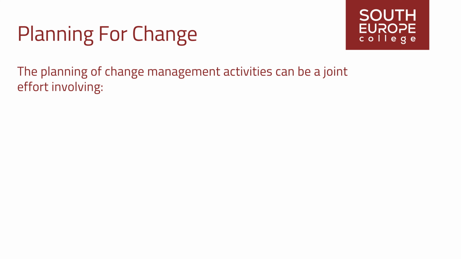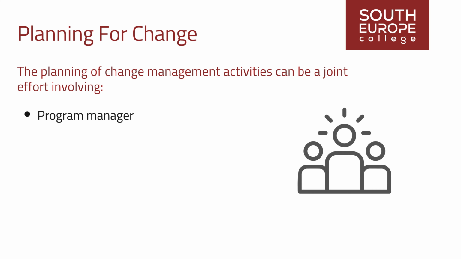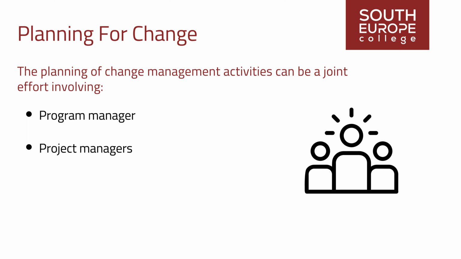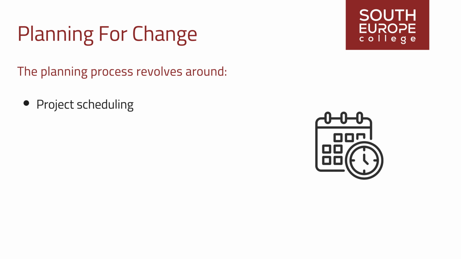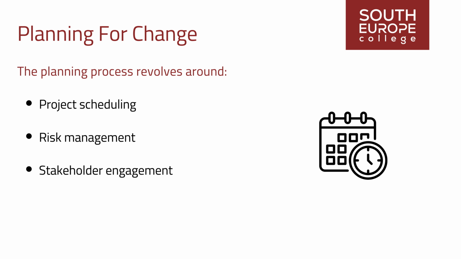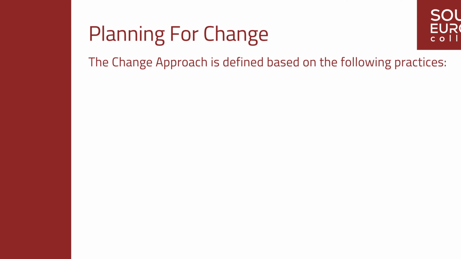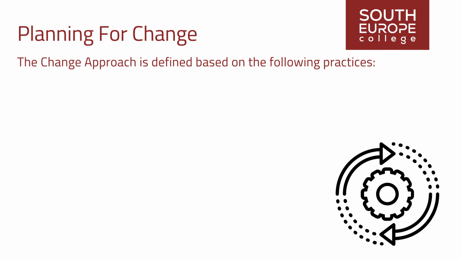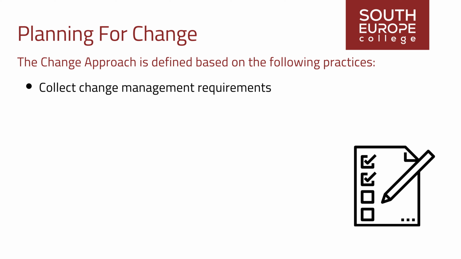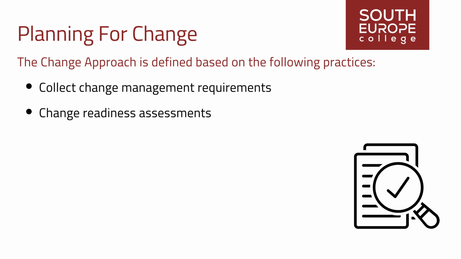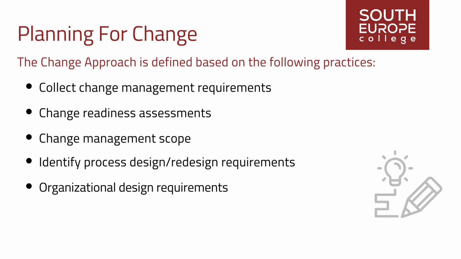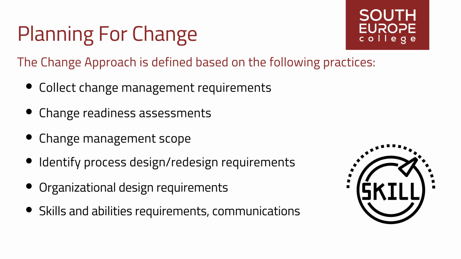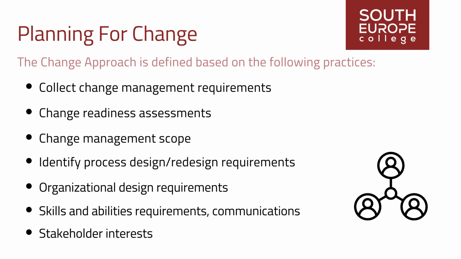The planning of change management activities can be a joint effort involving the program and project managers, or may fall under their respective responsibilities. The planning process revolves around project scheduling, risk management, and stakeholder engagement. The change approach is defined based on the following practices. Collect change management requirements: change readiness assessments, change management scope. Identify process design and redesign requirements, organizational design requirements, skills and abilities requirements, communications, and stakeholder interests.